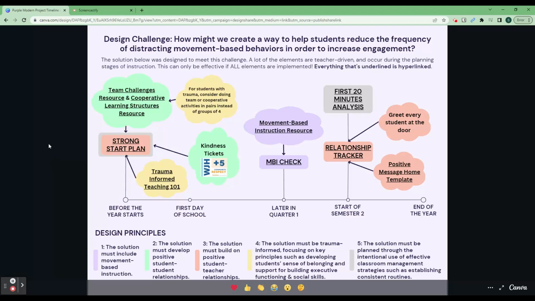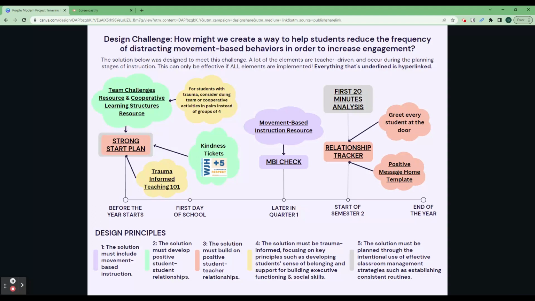Hi everyone, I am here today to talk to you about the solution I've created to address my design challenge. So, my design challenge for my master's capstone is how might we create a way to help students reduce the frequency of distracting movement based behaviors in order to increase engagement.